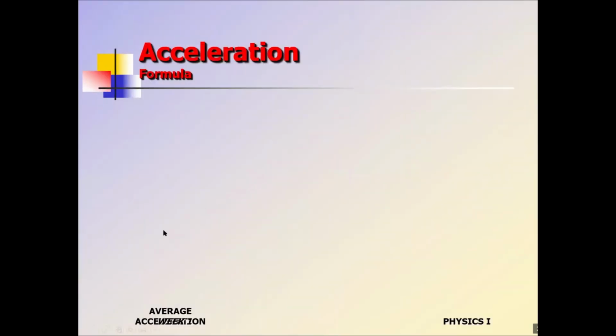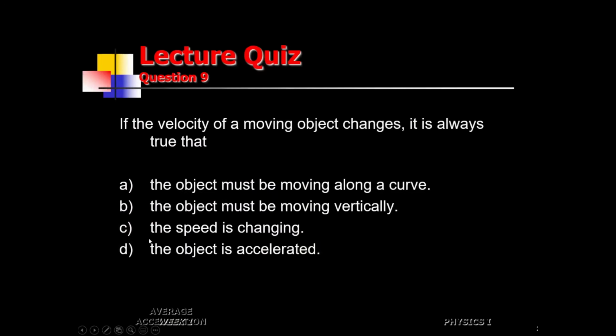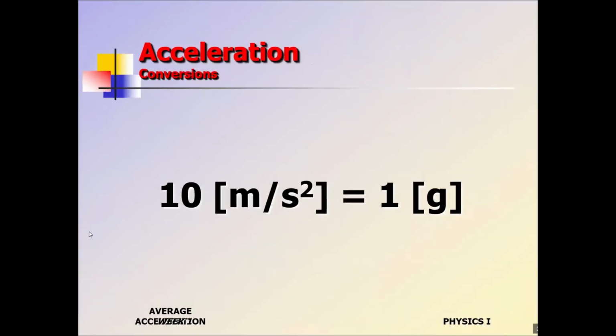Oh, the formula doesn't show, that's fine. All right, pick out the best answer. If the velocity keeps changing, change in velocity over time is the definition of acceleration, which means that the object is always going to be accelerated. And D is the best answer for that one.